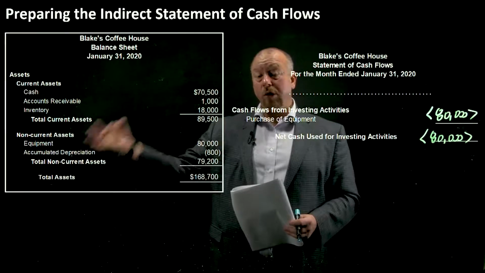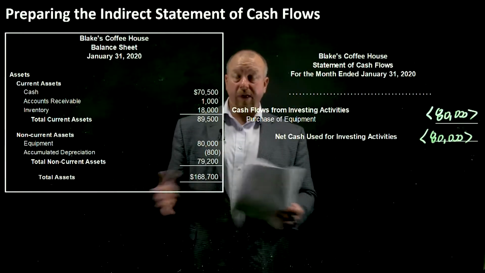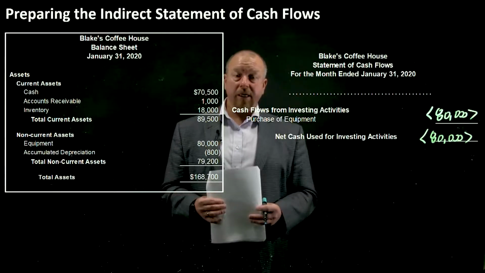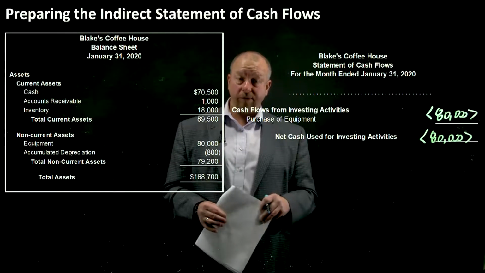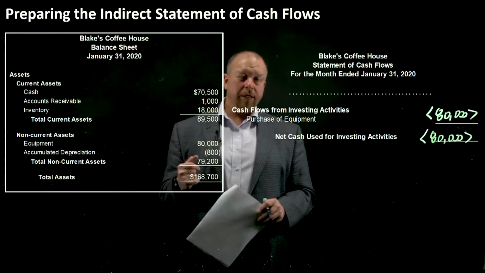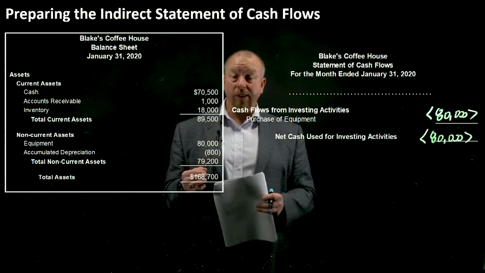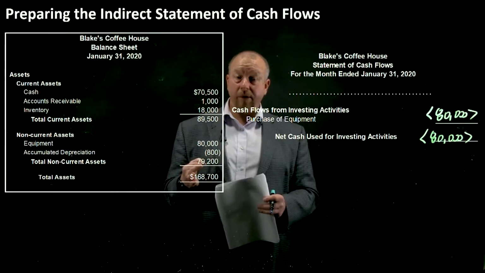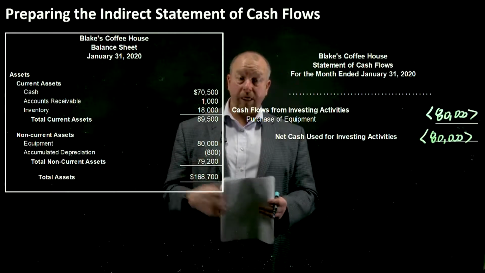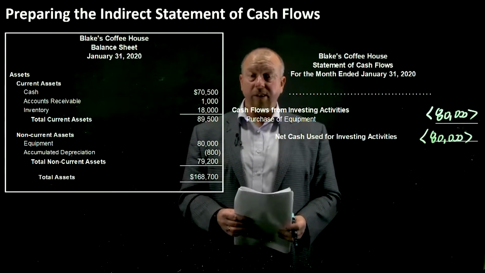Other things that you could see in this scenario could be if a company makes loans to another entity or collects on those loans. Could also be if the company purchases investments, stocks, bonds, things like that, or sells those investments. So the investing section in this case is pretty simple, but I think you get the point that what you have to do is ask yourself the question, is the company spending money or is the company receiving money for the types of transactions that would be included in the investing section?